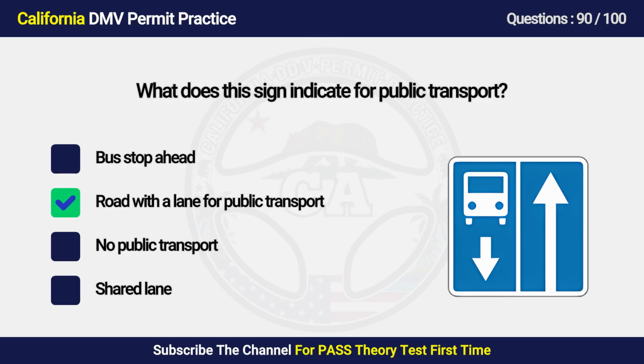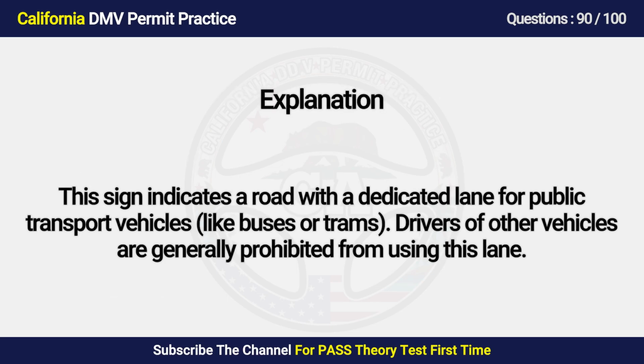Answer is B. Road with a lane for public transport. This sign indicates a road with a dedicated lane for public transport vehicles like buses or trams. Drivers of other vehicles are generally prohibited from using this lane.